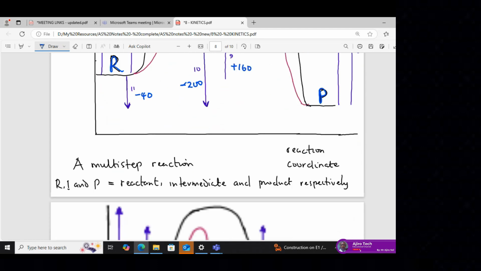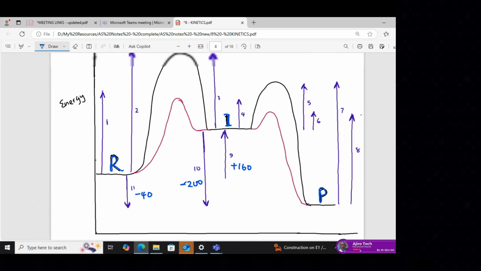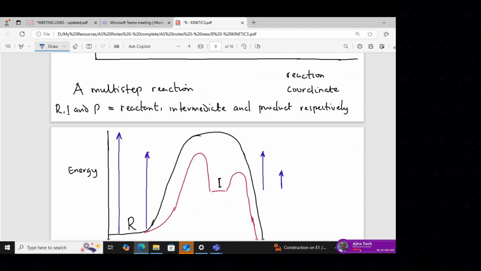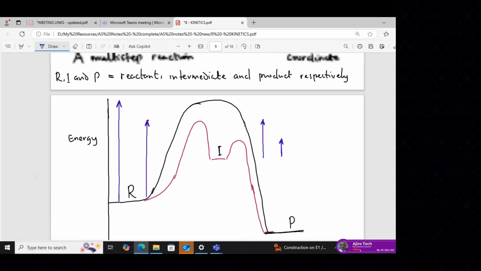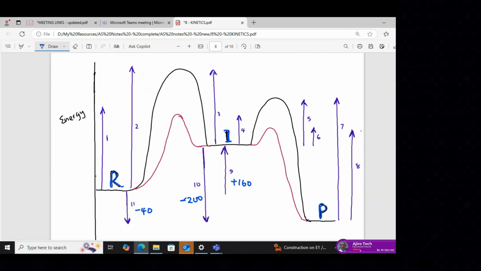So that's what the cell should learn. It is a multi-step reaction. It involves many steps. Sometimes it can be like this also. Look at this one. Both the catalyzed and non-catalyzed involve an intermediate. Do you agree? What's the intermediate? Which is I. Do you agree to that?